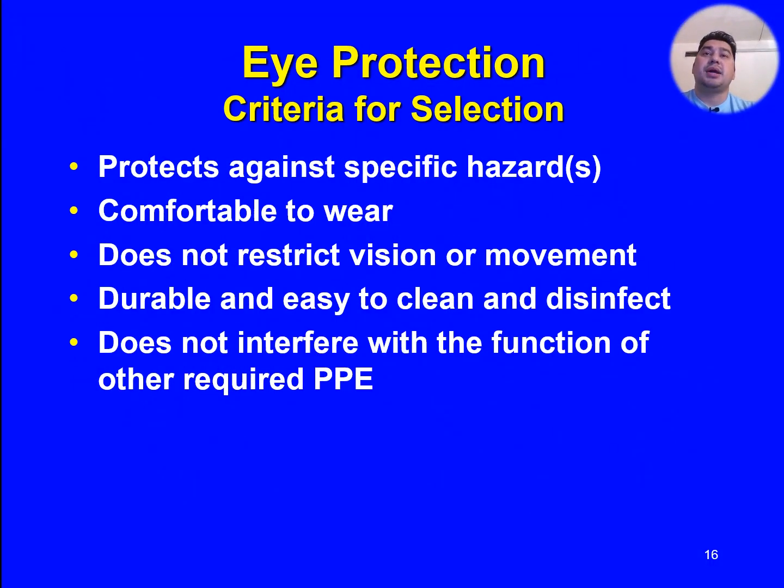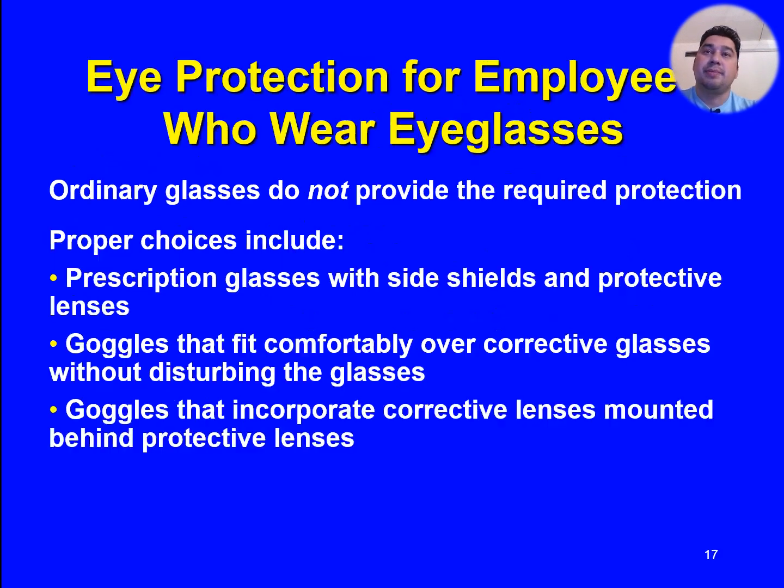After that, eye protection criteria for selection. When you are selecting any eye protection, face shield or goggles, you have to check that it protects against a specific hazard. It should protect against the specific hazards. Comfortable to wear, does not restrict vision or movement. Durable and easy to clean and disinfect, does not interfere with the function of other required PPE, such as a helmet or other things.